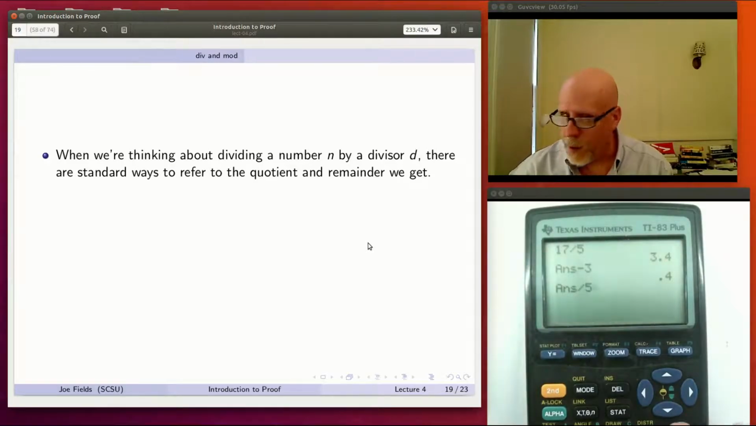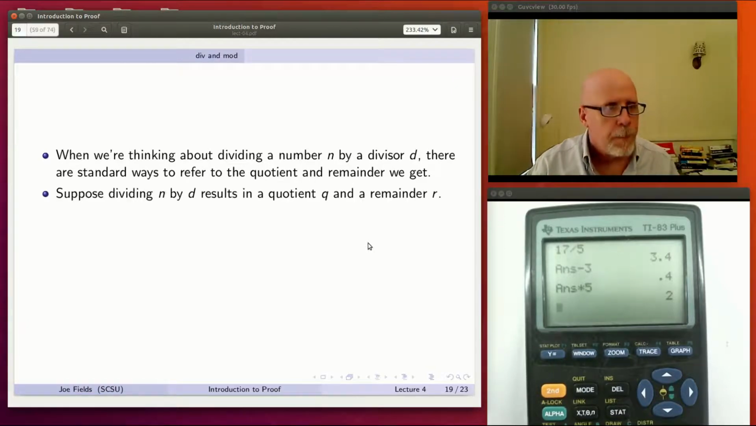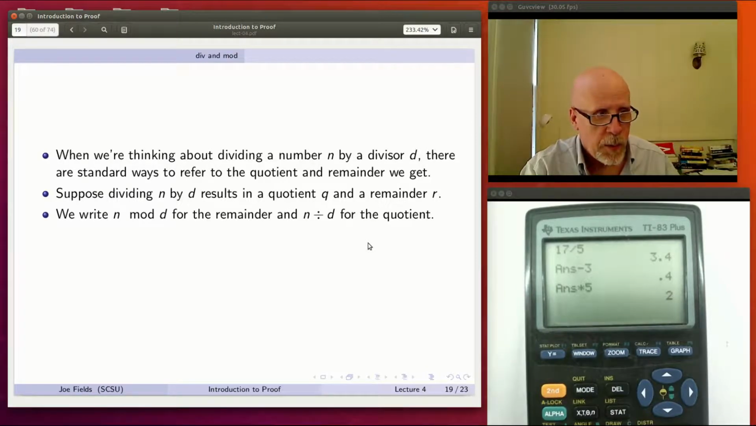Oh, I don't want to divide, sorry. I want to times by 5 to undo the fact that that 4 is divided by. So 3 is visible in the actual answer, and the decimal part, 0.4, if you times it by the divisor, it gives you the remainder part. Cool. So yeah, suppose in general we've got n being divided by d. The results are a quotient q and a remainder r. The names for those are n mod d, and there's another typo.